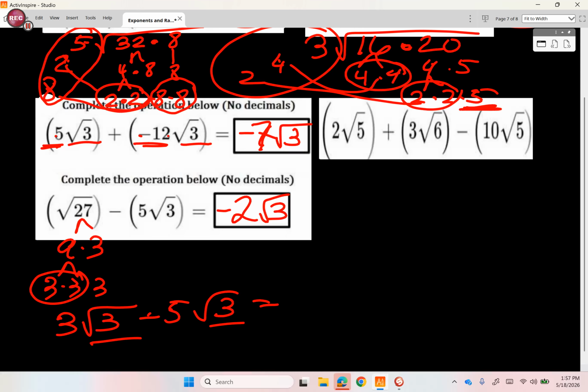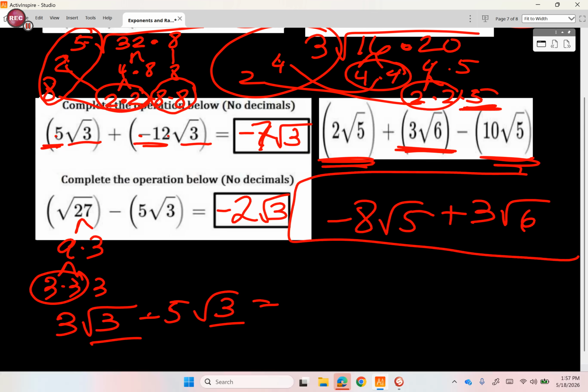So over here, which ones can be put together? The first and the last term only, which gives you negative 8 square root of 5. Now there is no square root of 6, so that just has to come down and it stays as part of your answer. So your answer is going to have two terms if those two numbers are not alike.